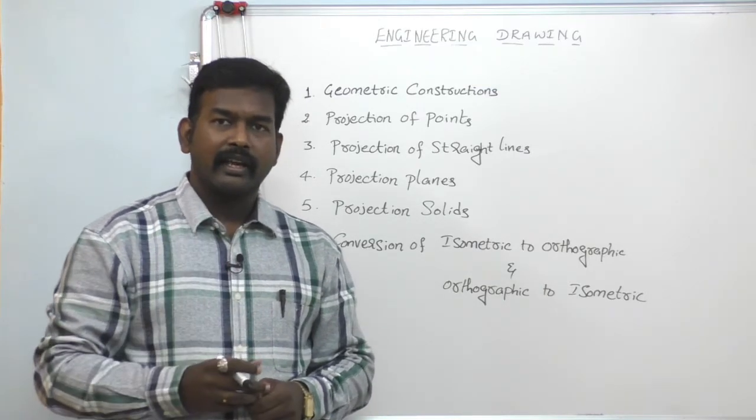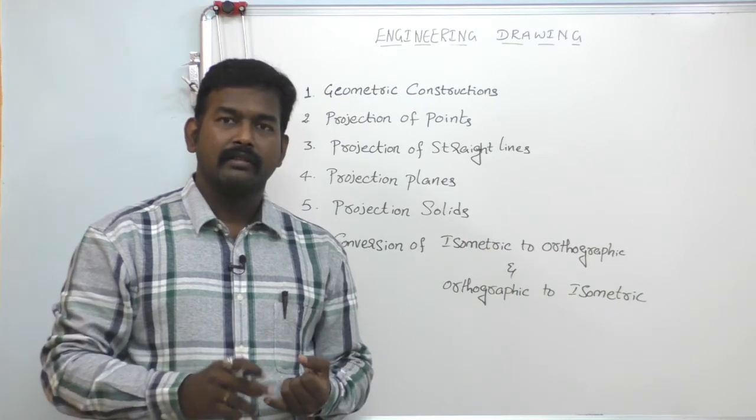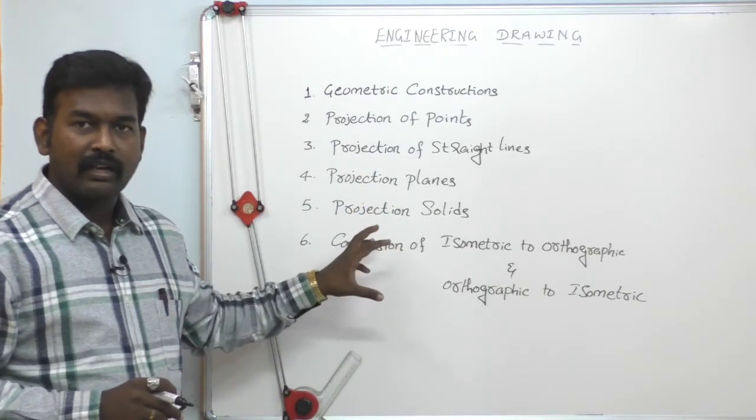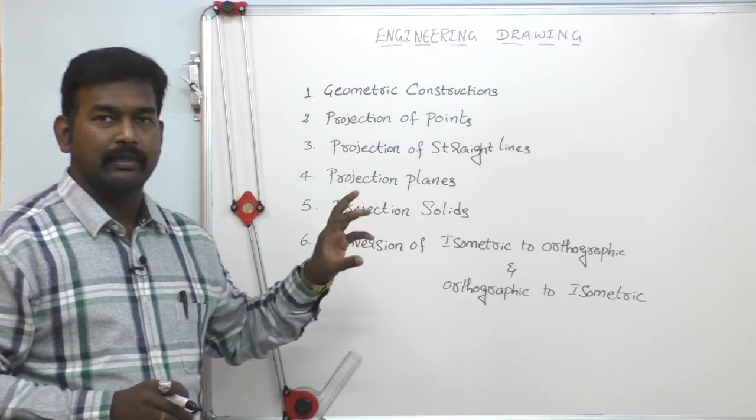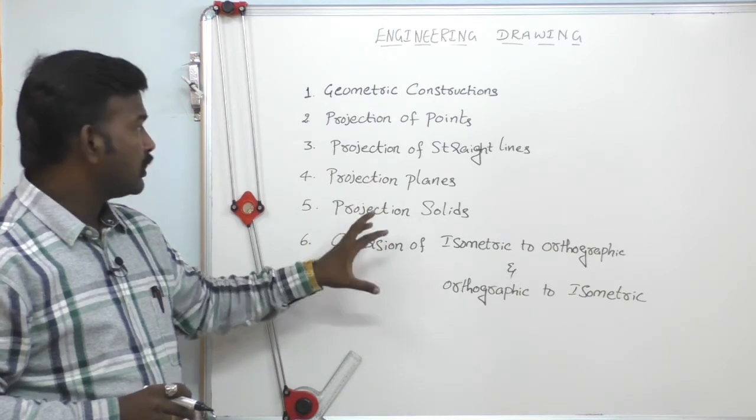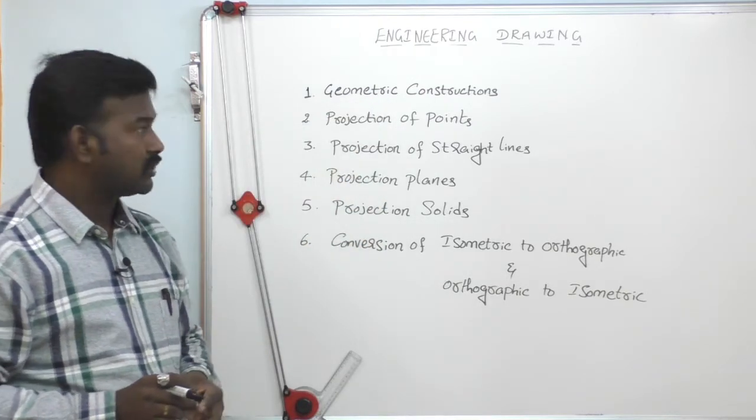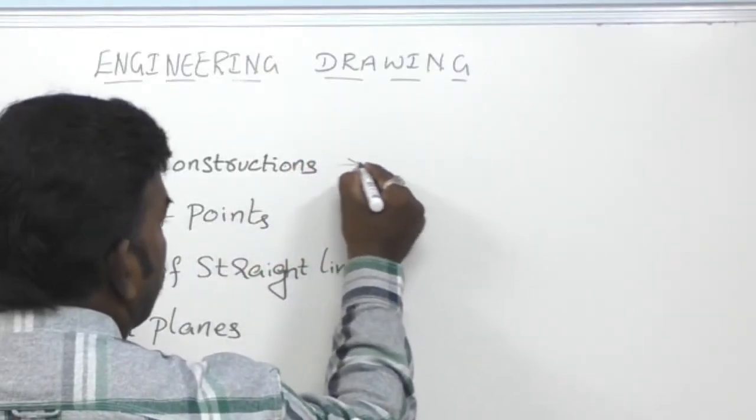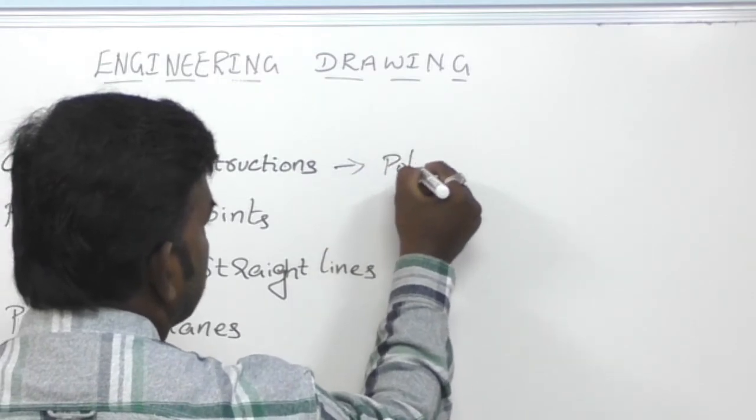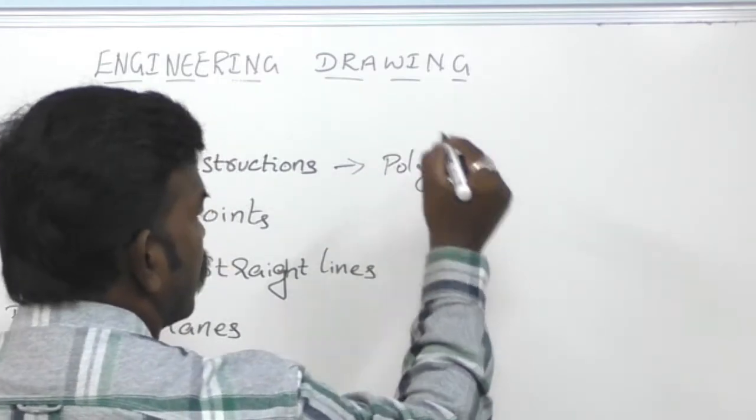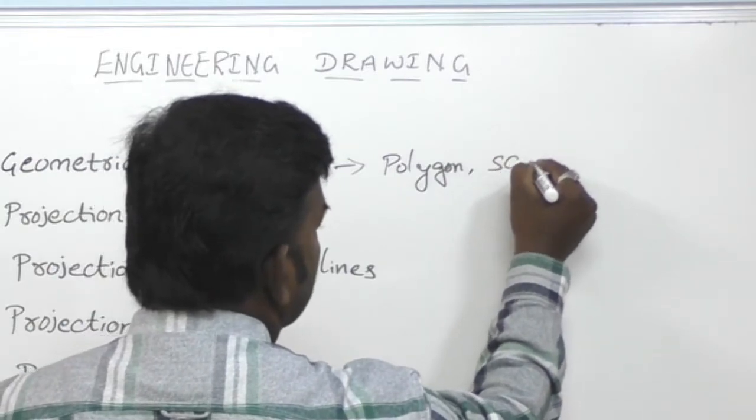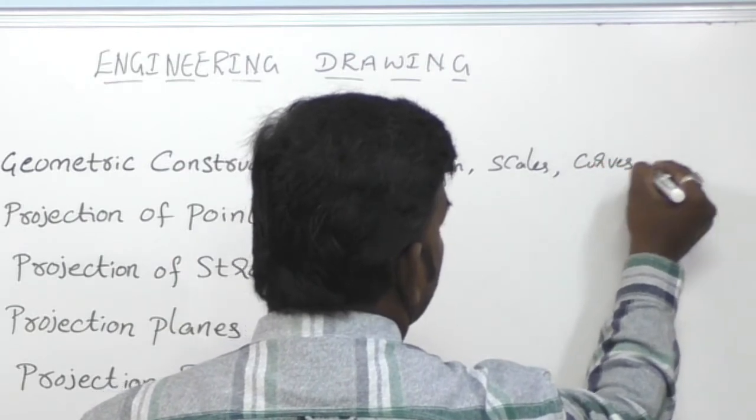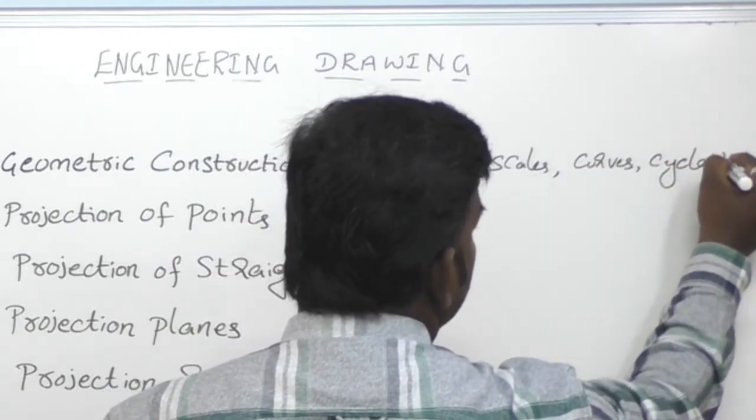You can take as example R13, R16 or R19 regulation. These are the standard topics covered according to the JNTK syllabus. So what are the main things we cover? First one is geometric constructions. In geometric construction, what are the topics we have to cover? First one is construction of polygons, scales, curves, cycloids.